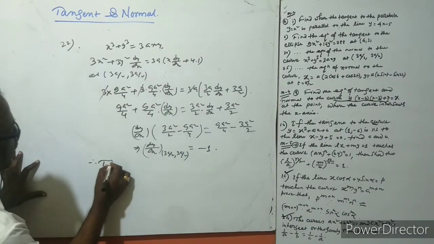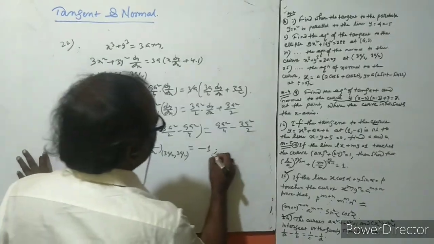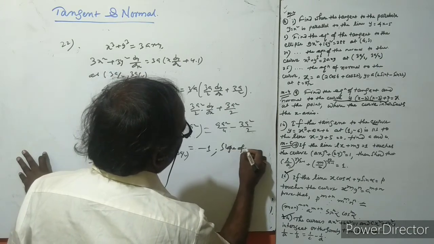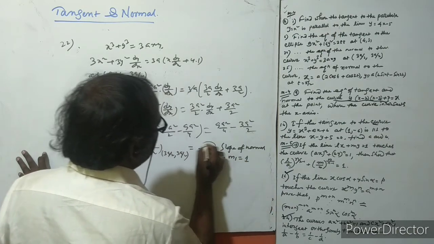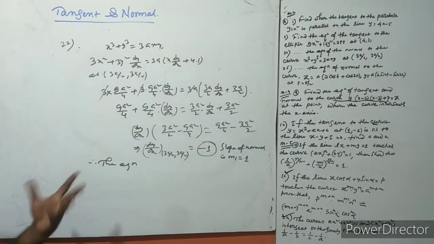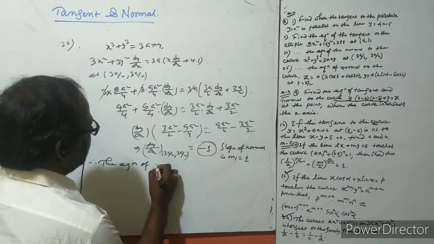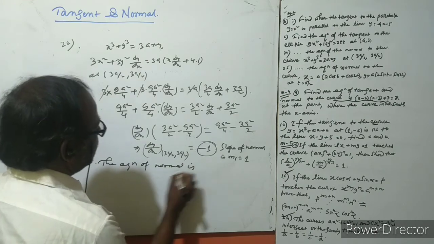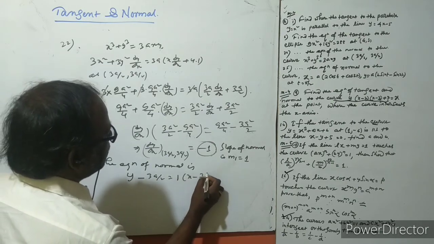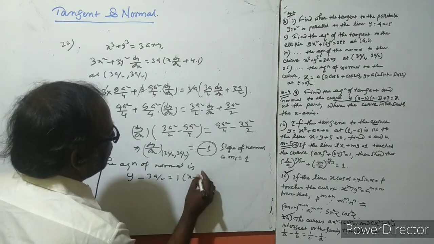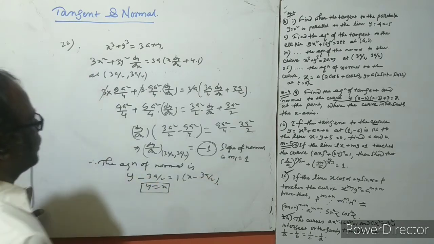So therefore the equation of the normal. The slope of the normal is m1 equal to plus 1. If the sign of the tangent slope is negative, then the normal's sign is positive. The equation of the normal is y minus 3a/2 equals 1 into (x minus 3a/2). So y equals x is the equation of the normal.